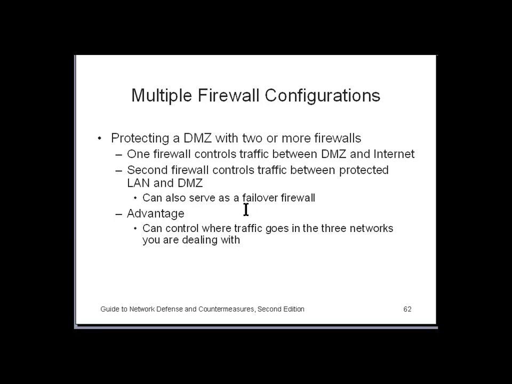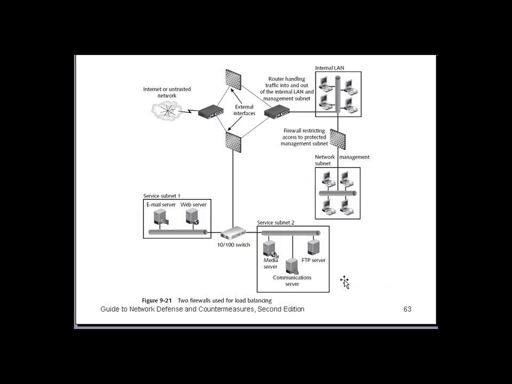You can protect a DMZ with two or more firewalls. One firewall controls traffic between the DMZ and the internet, and the second one controls traffic between the protected LAN and the DMZ, and I thought we just saw that. So here we have network coming into the screening router. We have the external interfaces right here. So you're going through another layer of firewall back to another router right in here, which then allows you access here to the internal LAN.